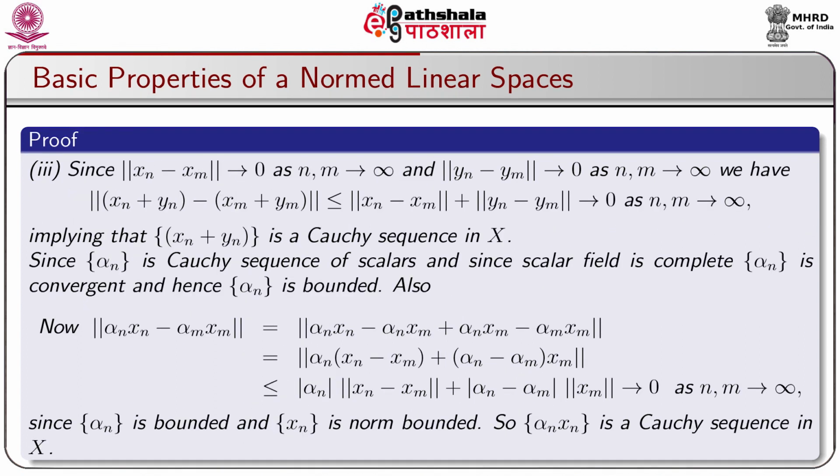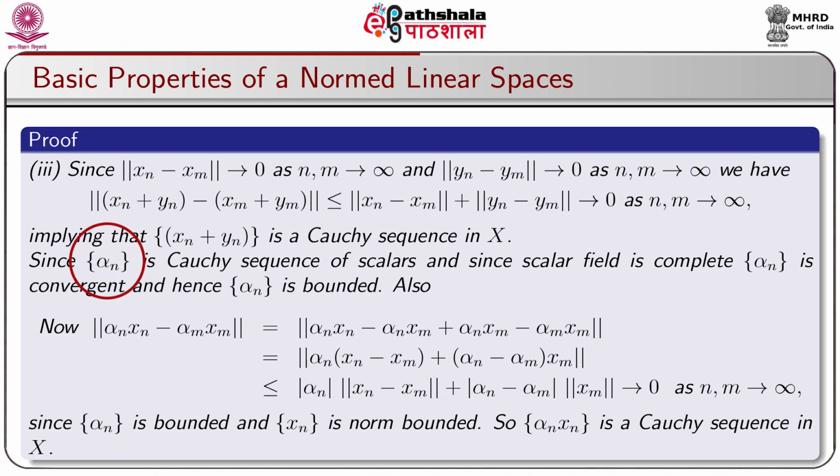For 3, since norm of xn minus xm tends to 0 as n, m tends to infinity, because xn is a Cauchy sequence which is given in our theorem, and norm of yn minus ym tends to 0 as n, m tends to infinity. So, we have norm of xn plus yn minus xm plus ym less than or equal to norm of xn minus xm plus norm of yn minus ym, which tends to 0 as n, m tends to infinity, implying that sequence xn plus yn is a Cauchy sequence in X.